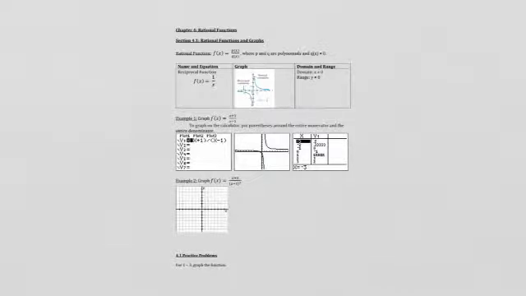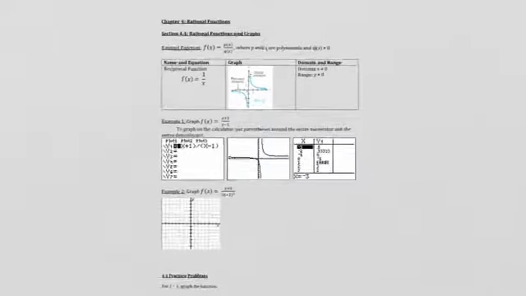Alright guys, so now let's talk about section 4.1. This section is a mix between 4.1 and 4.2, and then I will get back to you with section 4.2 individually. So this section, rational functions and graphs, what you have to do is very simple.